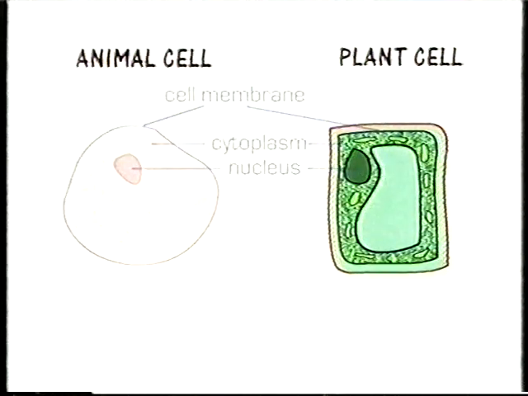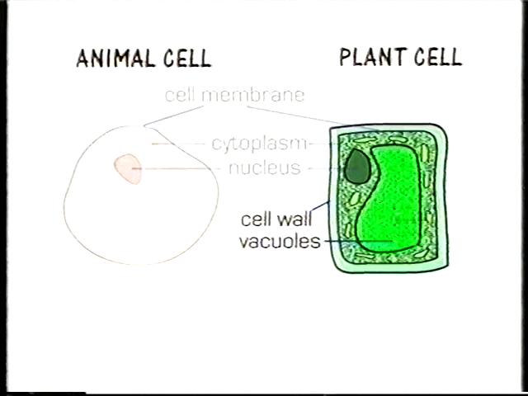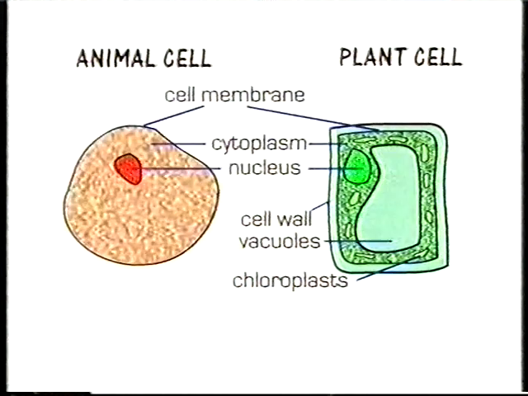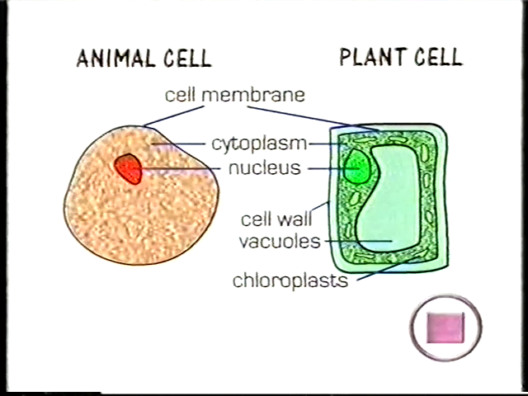Plant cells have some extra features. They have a cell wall outside the cell membrane for support and strength, permanent vacuoles containing cell sap, which exert pressure on the cell wall to keep the cells firm and help the plant keep its shape, and chloroplasts, which contain chlorophyll for photosynthesis. If you need more time to complete your table, stop the tape and look back over this section.